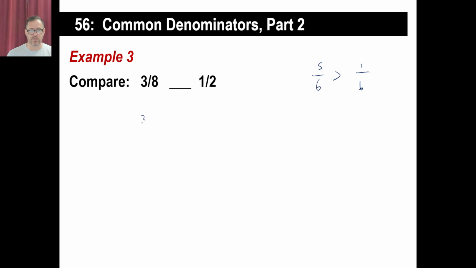Well, let's do it. 3/8 and 1/2. Well, you probably see that 1/2, you can just make that into an 8. So it's going to be 4/8, right? So this is the greater one over here. So 3/8 is less than 4/8. There you go. All right.